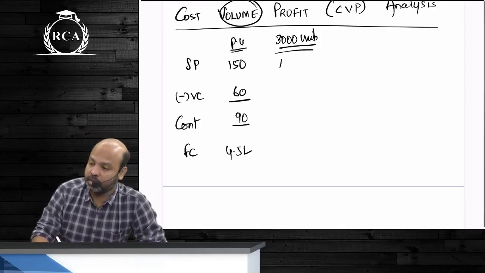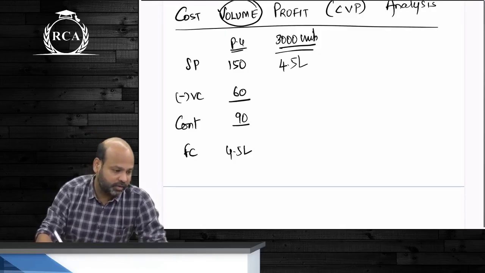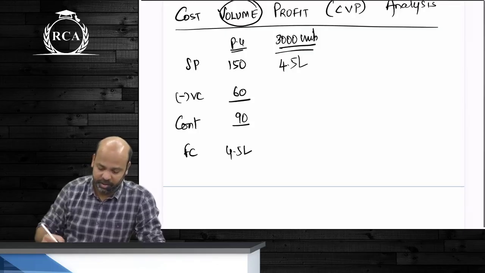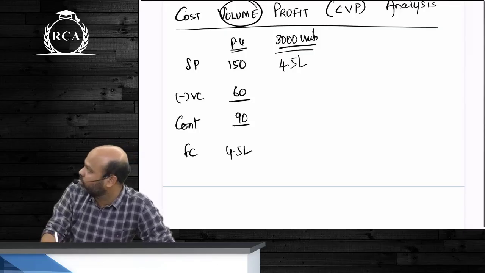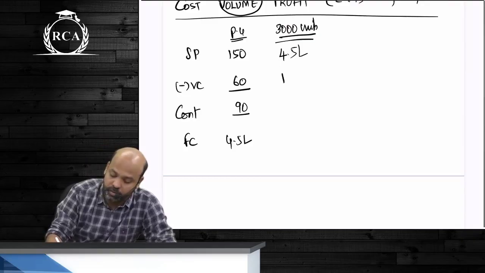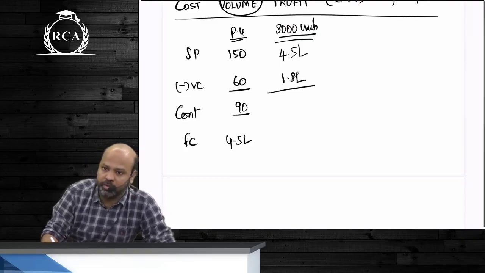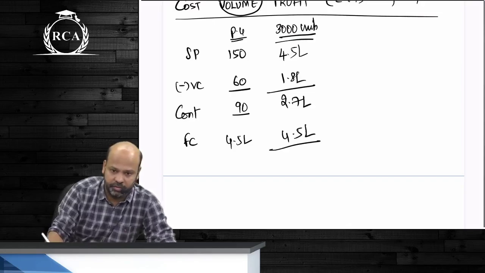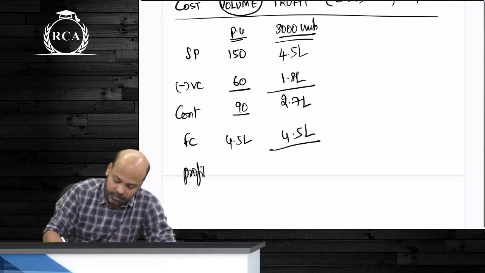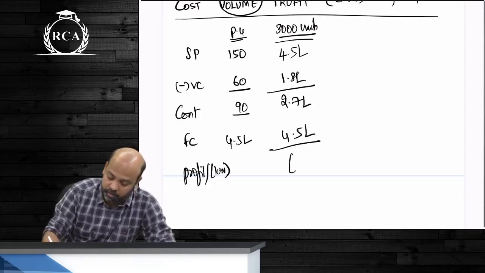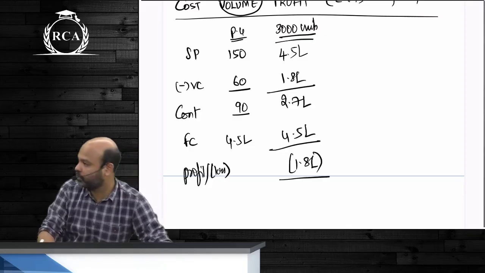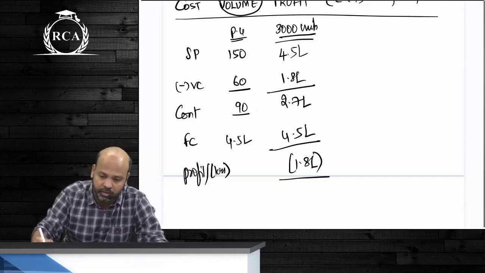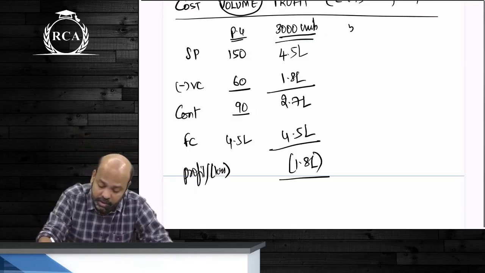4 lakh. Guys, it's a coincidence that it is equal to the amount of fixed cost. It should not be, all right? How much is the amount of variable cost? 60 rupees into 3,000 units, 1 lakh. How much will be the amount of contribution? The organization is incurring a fixed cost of 4,50,000. What will be the amount of profit or loss? 1,80,000 loss. If the company sells 3,000 units, they will be incurring a loss of 1,80,000 rupees.